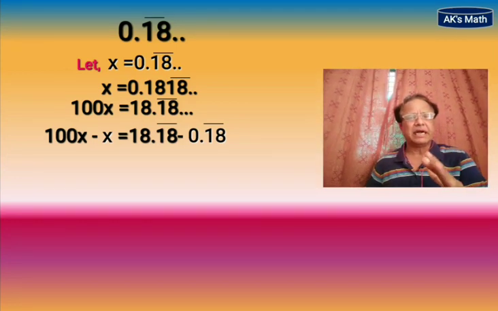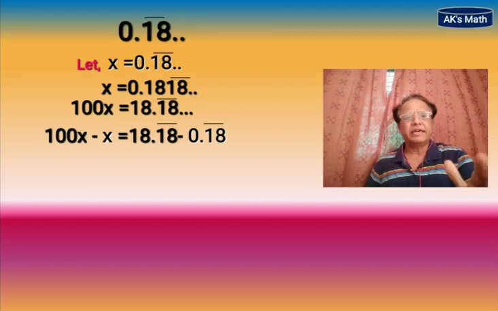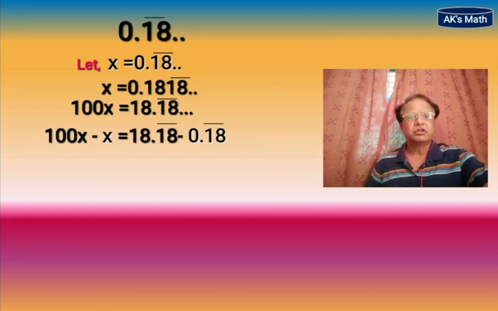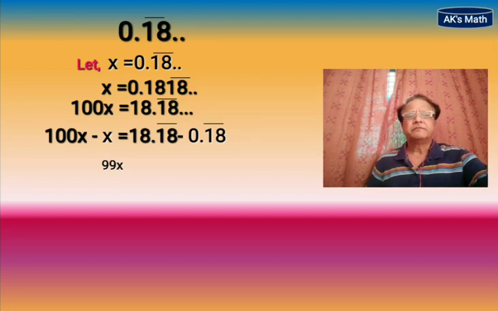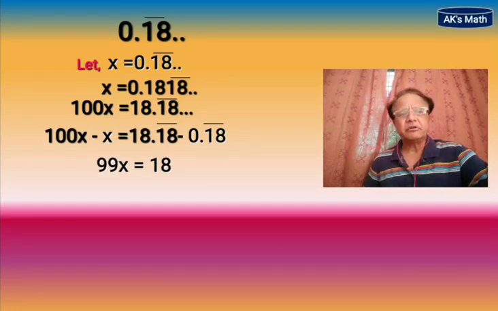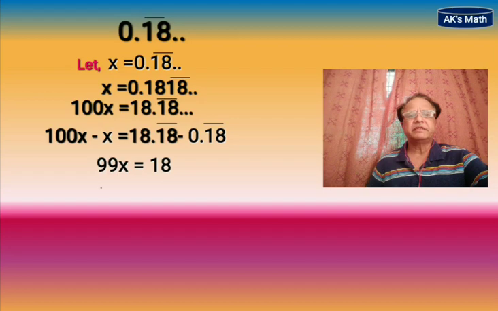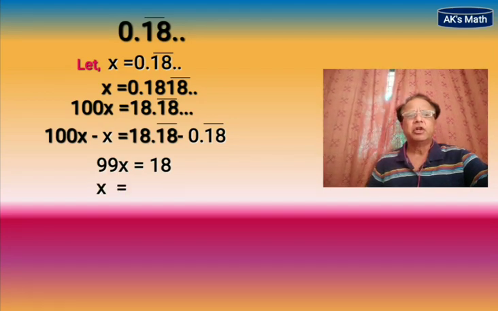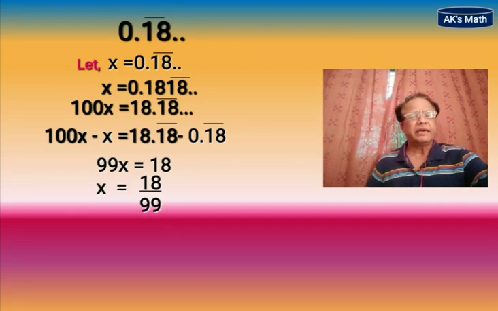Now, the part after the decimal goes ahead: 0.18 bar and 0.18 bar get cancelled. 18 minus 0 is equal to 18. So it becomes like this: 99x is equal to 18. Again we have to shift this 99 to this side. x is equal to 18 upon 99.